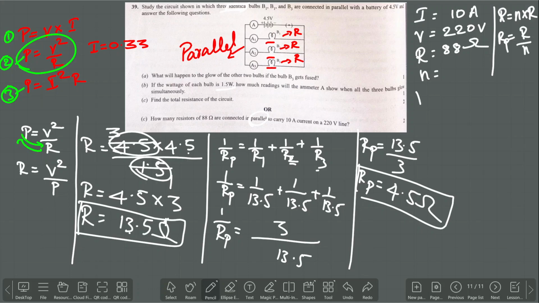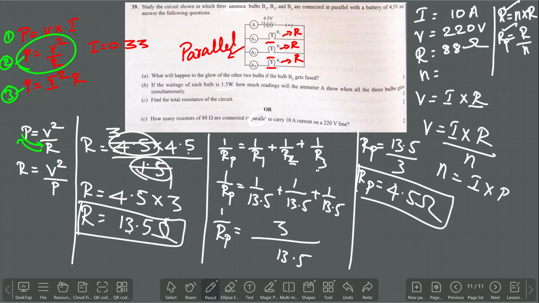So what is the Ohm's law formula? V is equal to I into R. In the place of R, either I need to substitute this formula or this formula based upon the combination they gave. Here how is it connected? It is connected in parallel. So what formula can I use over here? V is equal to I into R by N. So the N alone I need to find. So N is equal to I into R by V.